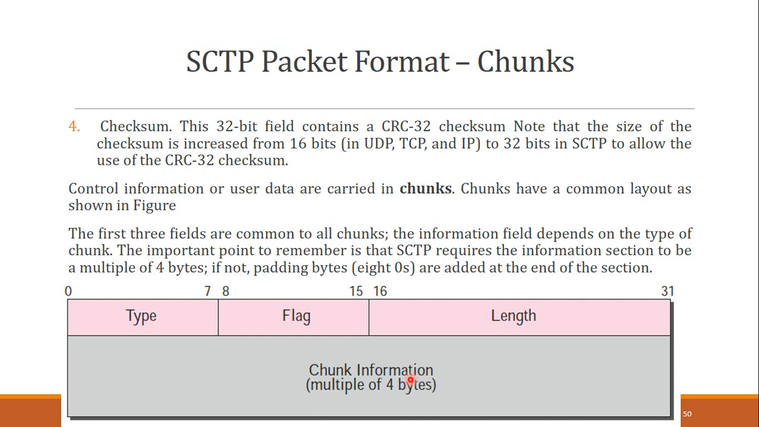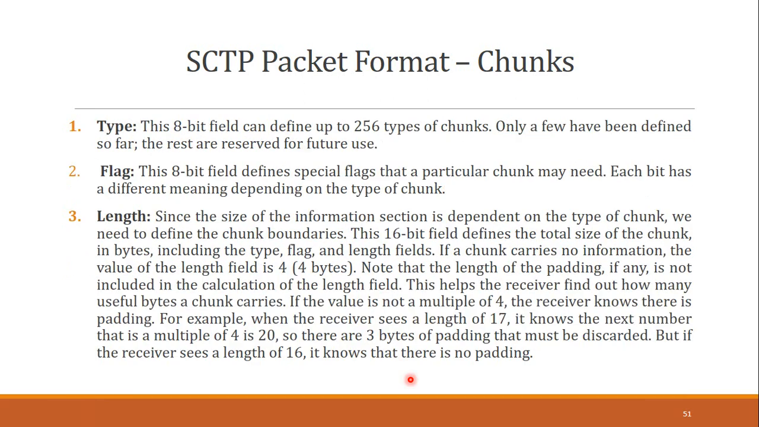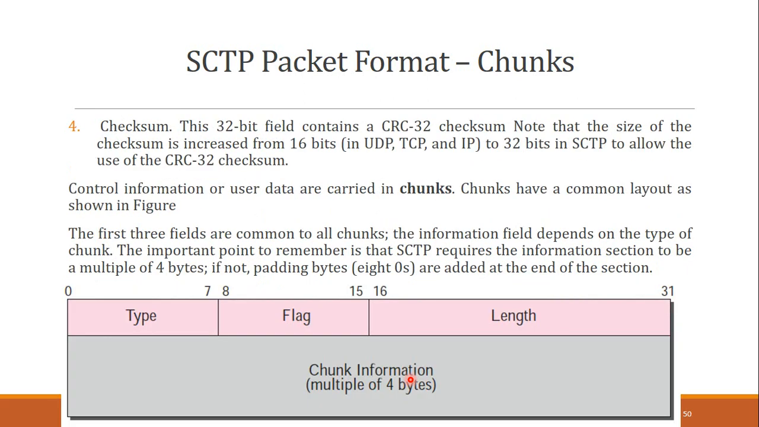Now, the descriptions of the common fields are as below. The type is an 8-bit field and can define up to 256 types of chunks. Only a few have been defined so far. The rest are reserved for future use. Next we have the flag field. This 8-bit field defines special flags that a particular chunk may need. Each bit has a different meaning depending on the type of chunk.